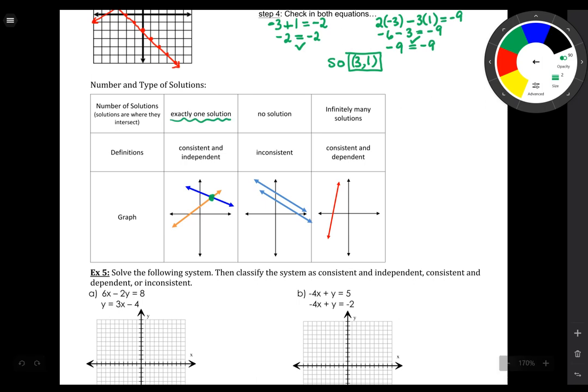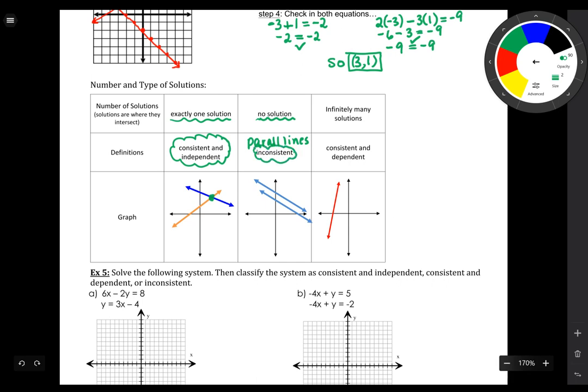And that type of system is called consistent and independent. Consistent independent means exactly one solution. All right. In the second graph, notice those two lines are parallel. They will never intersect. In that case, there will always be no solution. And the reason why it's no solution is because they are parallel lines. So parallel lines mean that there's no solution and that the lines are inconsistent.